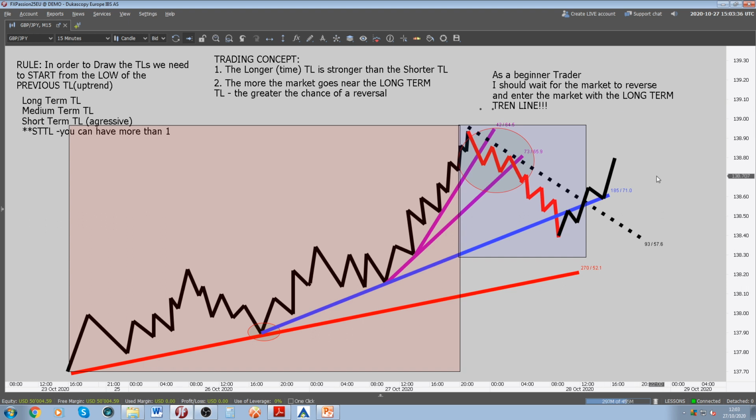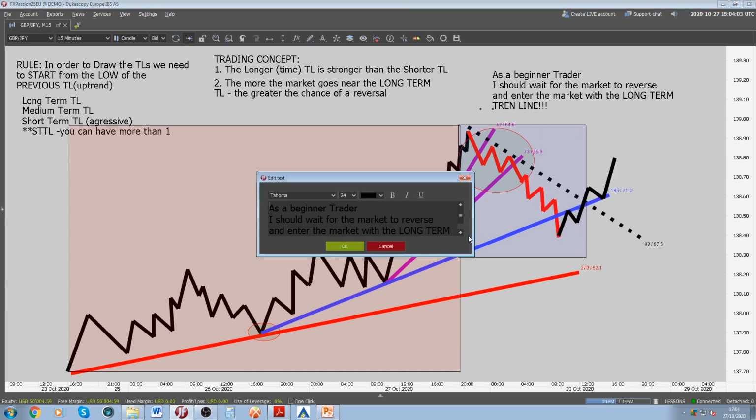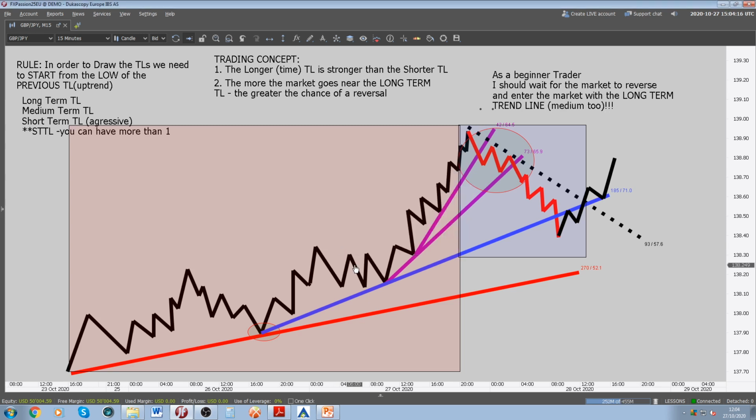Tari, short mid-term lines can be used as reference too. Yes, but not for the beginner traders. We have some traders here, fresh new, lesson 8. Okay, as a beginner trader, I should wait for the market to reverse and enter the market with the long-term trend line or the medium, right? Long-term trend line or medium, right? Medium 2. Okay. Short mid-term line schedule position of current price. Yes. Okay.